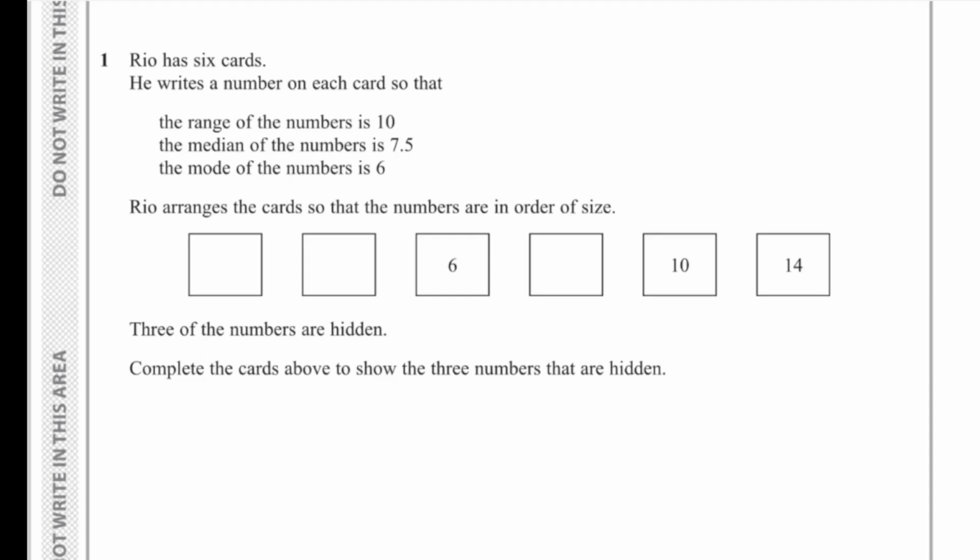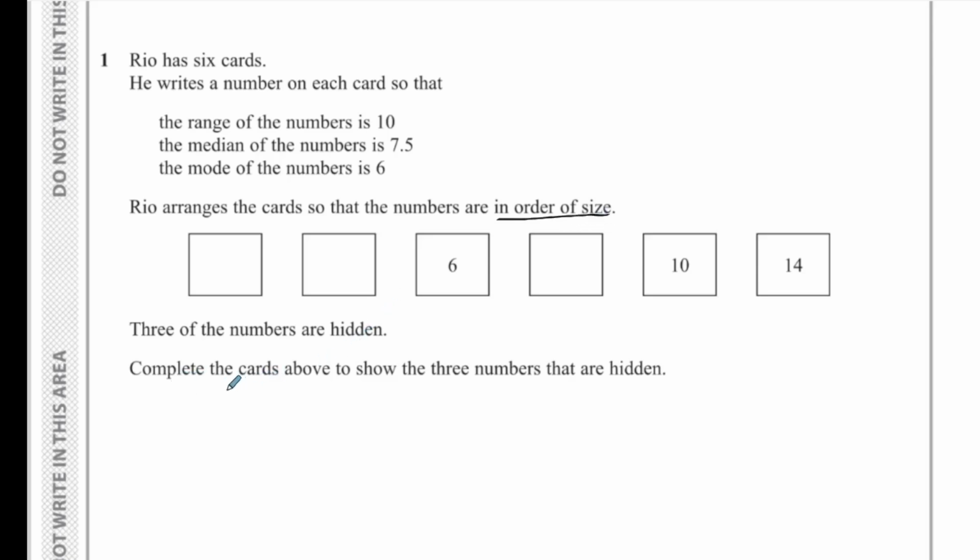Okay, let's move on to the first question. The first question says, Rio has 6 cards. He writes a number on each card so that the range of the number is 10, the median of the number is 7.5, the mode of the number is 6. Rio arranges the cards so that the numbers are in order of size. So the cards are in order of size.